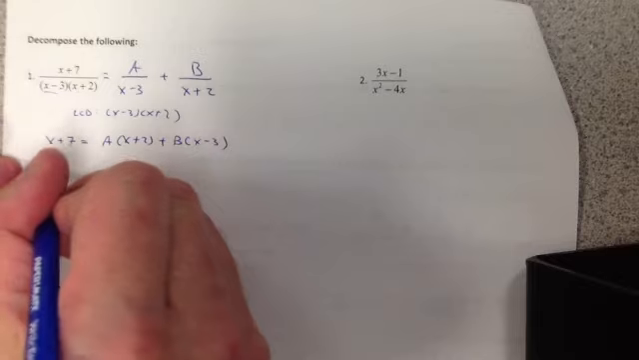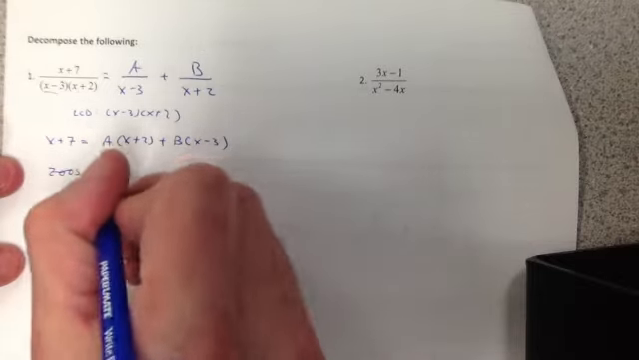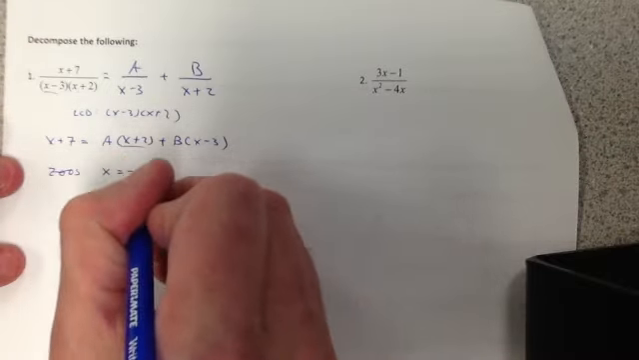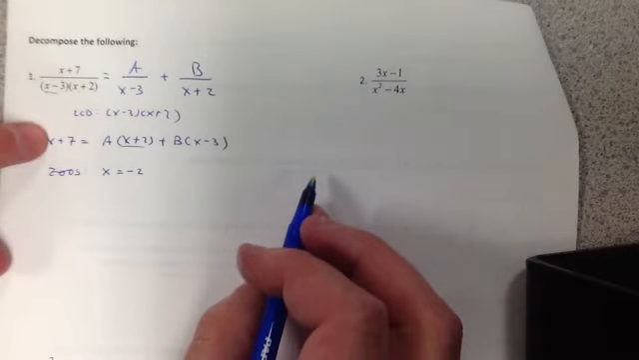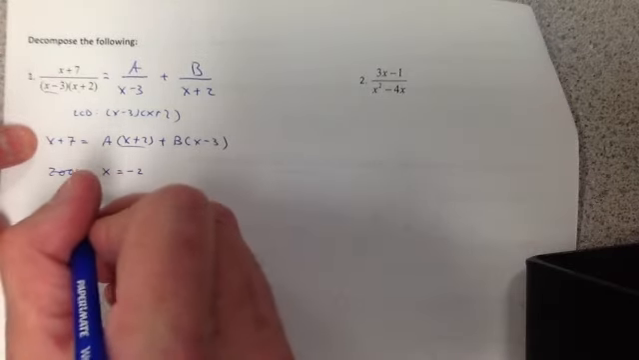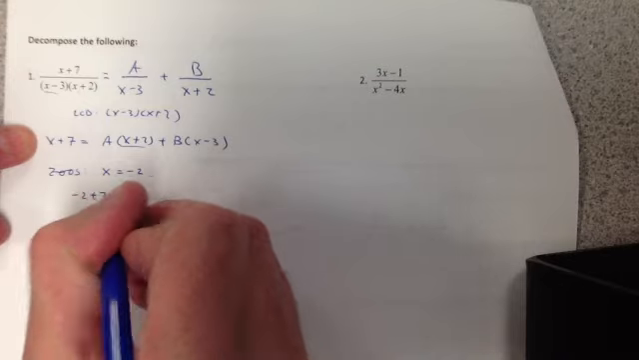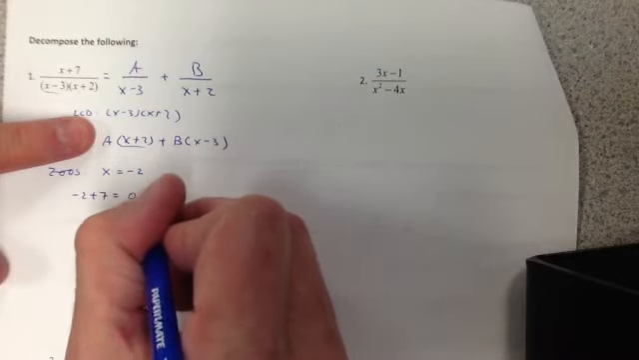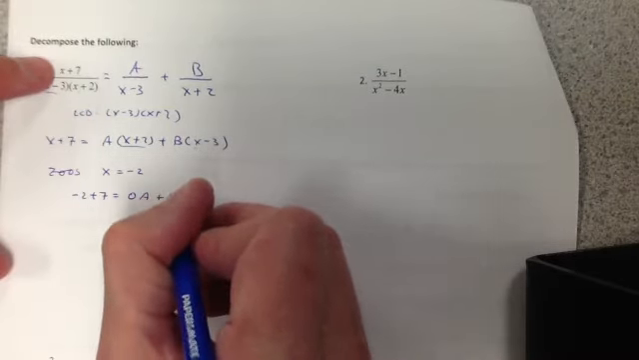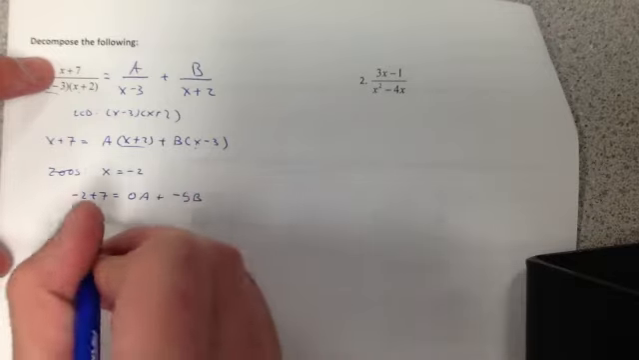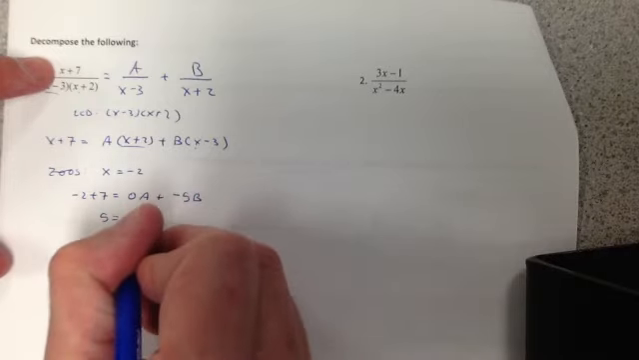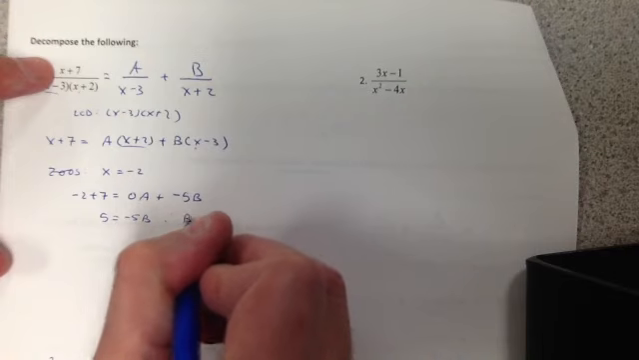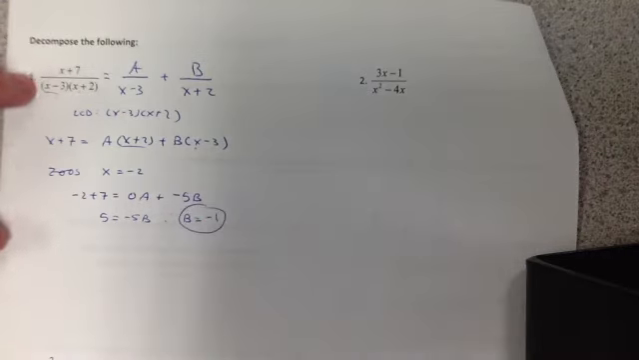And now I look for my zeros. My first 0 is x equals negative 2. And I just plug it into my new equation. This becomes negative 2 plus 7 equals, that just becomes 0a, plus, be careful, negative 5b. And you can probably do this. 5 equals negative 5b, b equals negative 1.